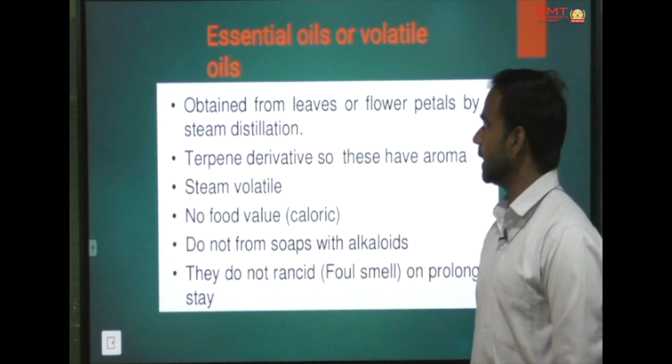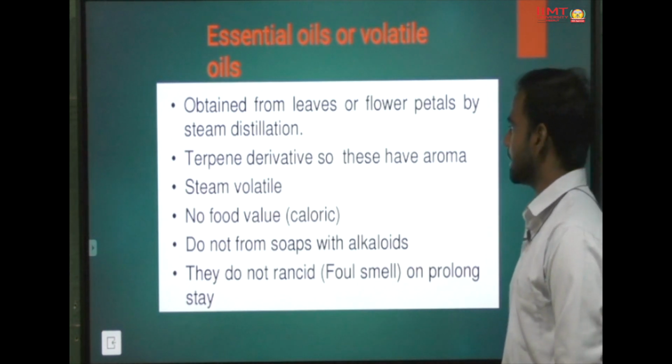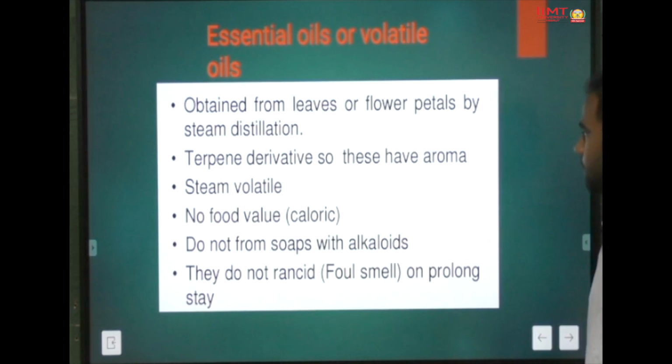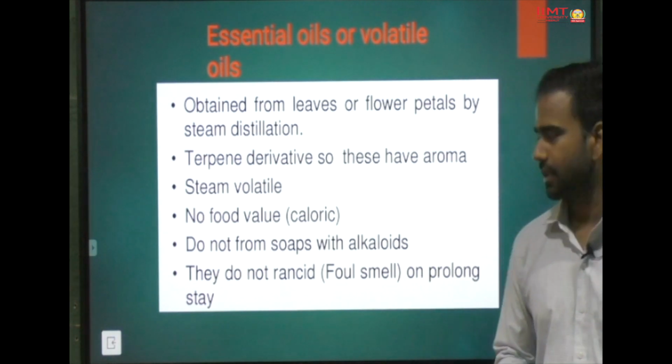Here essential oils, volatile oils, are obtained from different leaves, flowers, parts of the stem by distillation, terpene derivatives. These have aroma and volatile components also, have no food value, no caloric value, and do not form soap, and alkaloids interact with the phytochemical constituents.